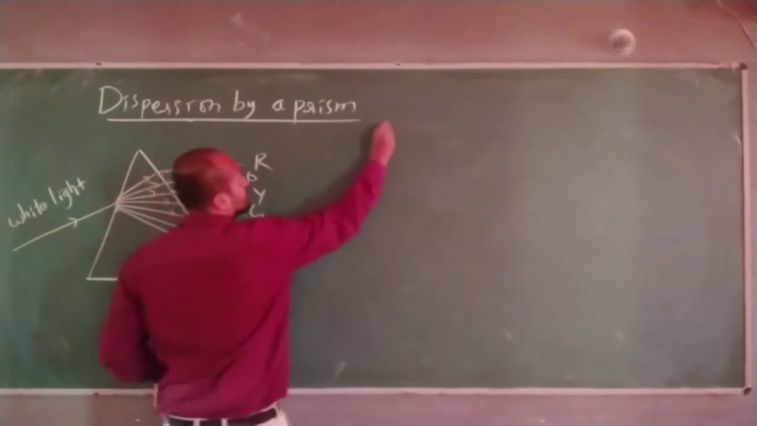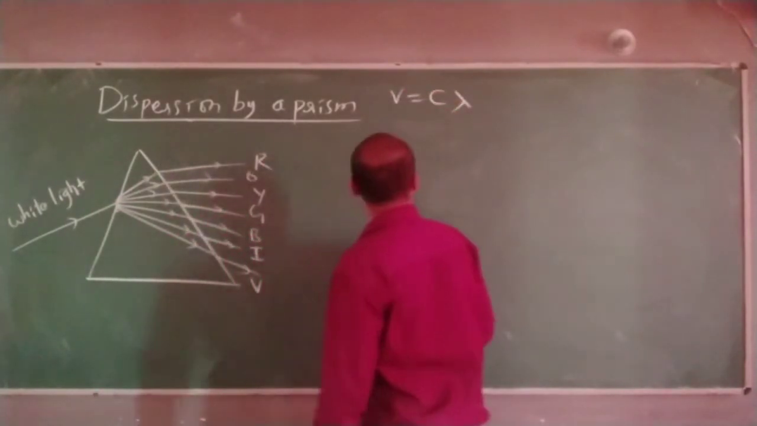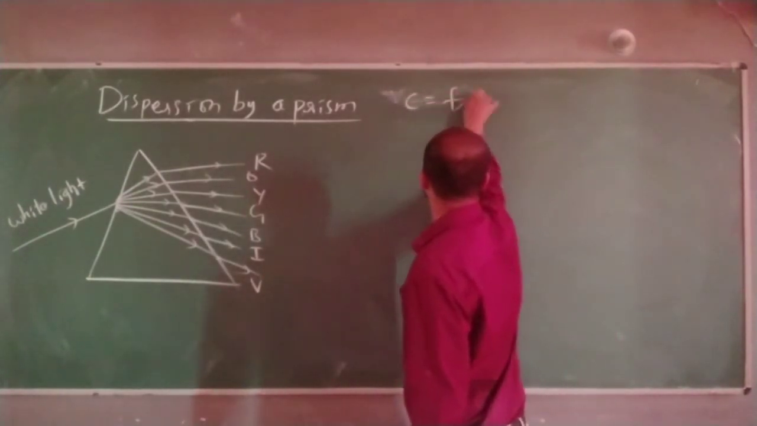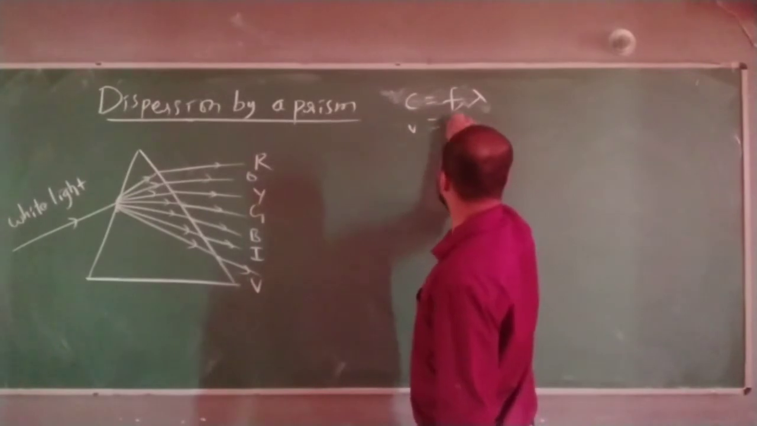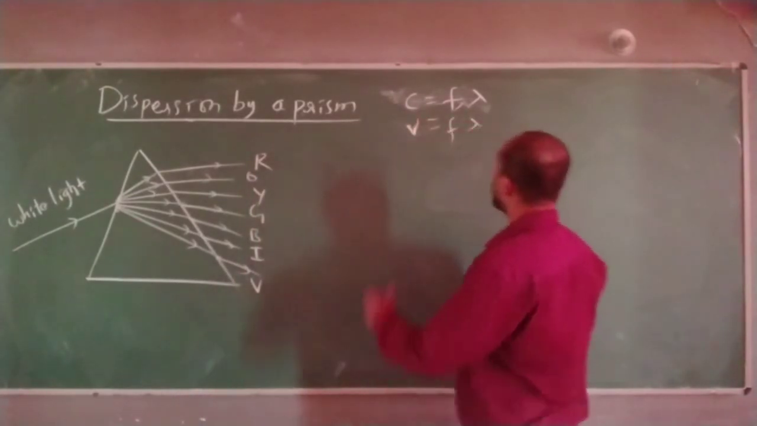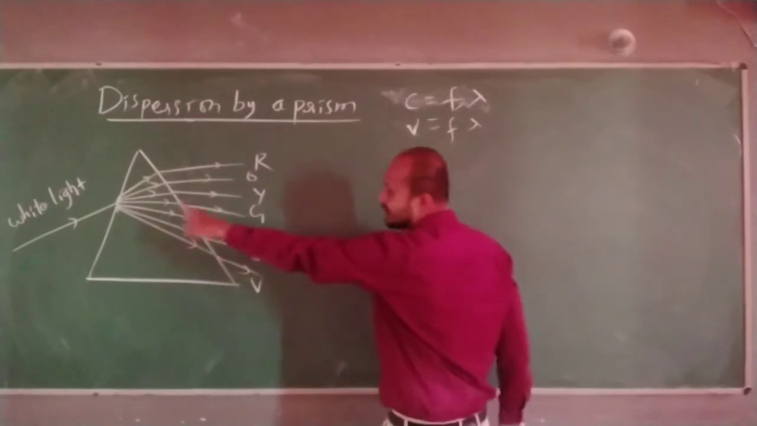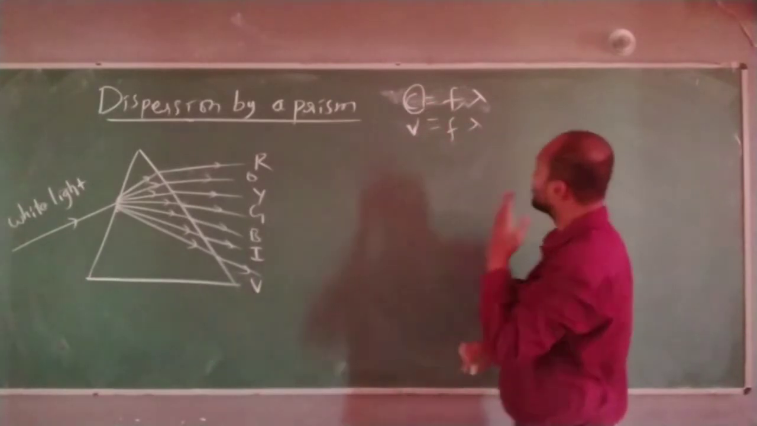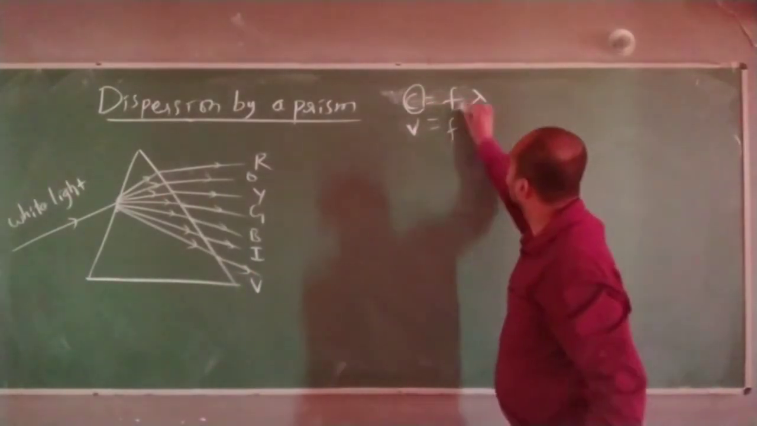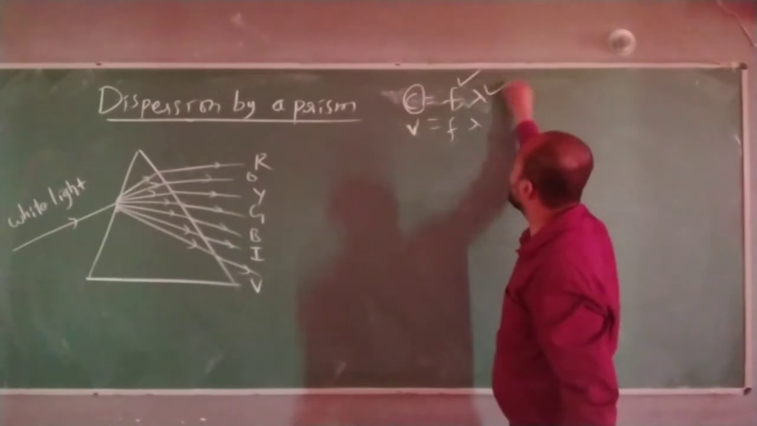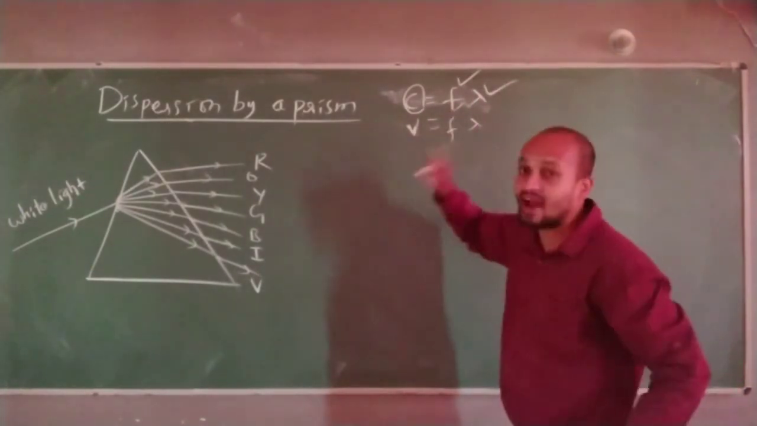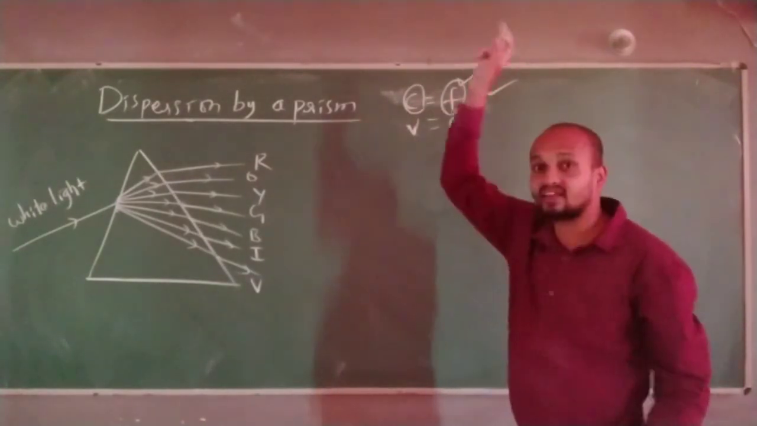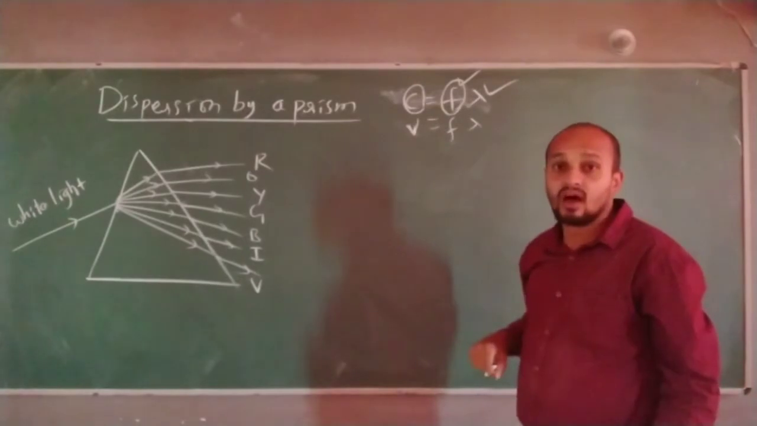Because if you take this relation, V is equal to f lambda. When light is traveling, C is equal to f lambda, that is the speed of light in vacuum. All the light rays, the white light coming from the sun to earth, are all coming with the speed of light, constant velocity. Then what is their difference? Their difference is they have different frequency and different wavelength. Now I said the color is decided by frequency. You cannot change the color because it is decided by the source, the sun.